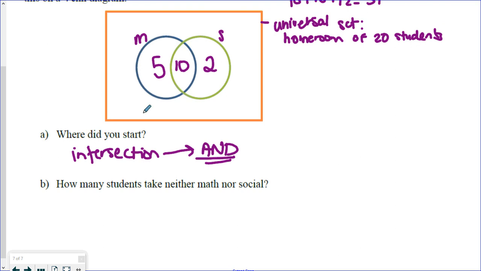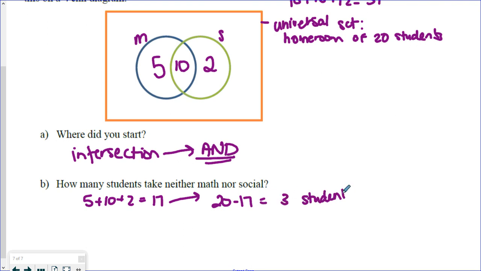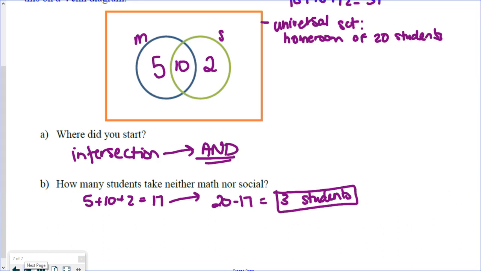So we've accounted for 17 of the students. There's 5 that just take math, 10 that take both, and 2 that just take social. So if we go 20, subtract 17, 3 students take neither math nor social. So they might be in science and English or something like that and aren't in math and social at this time. So lots of different pieces of information you can get from a Venn diagram.